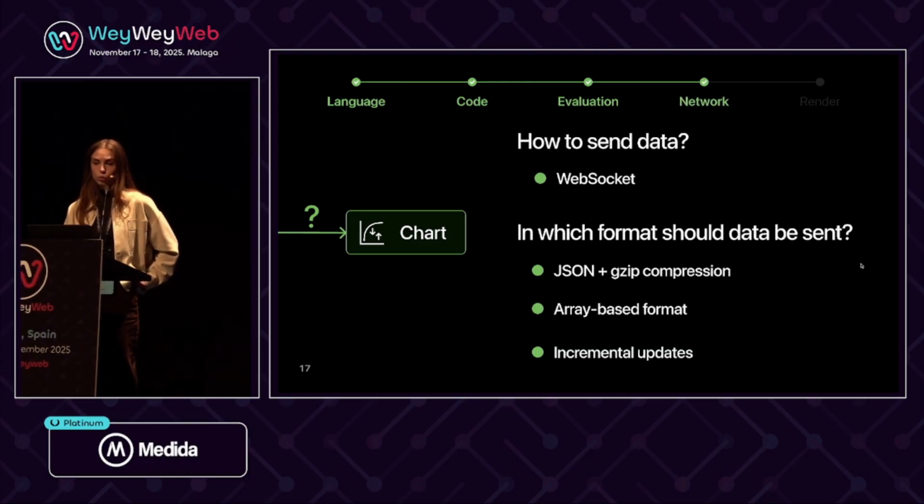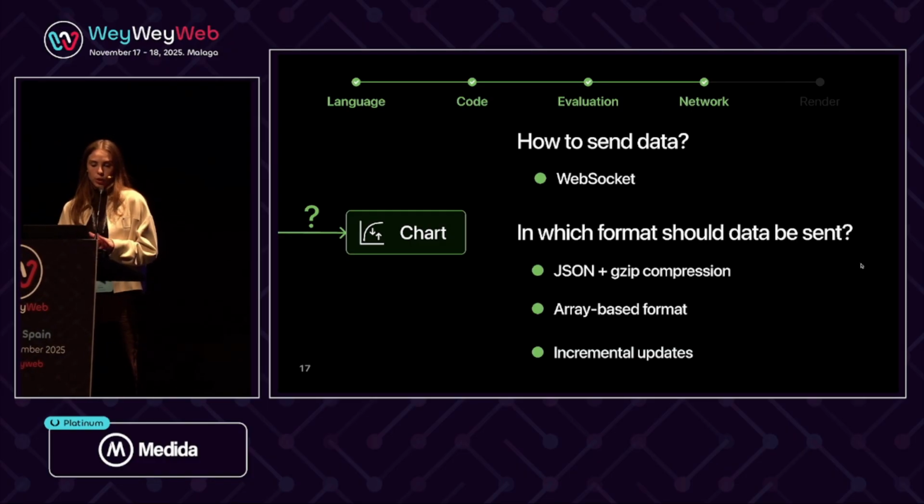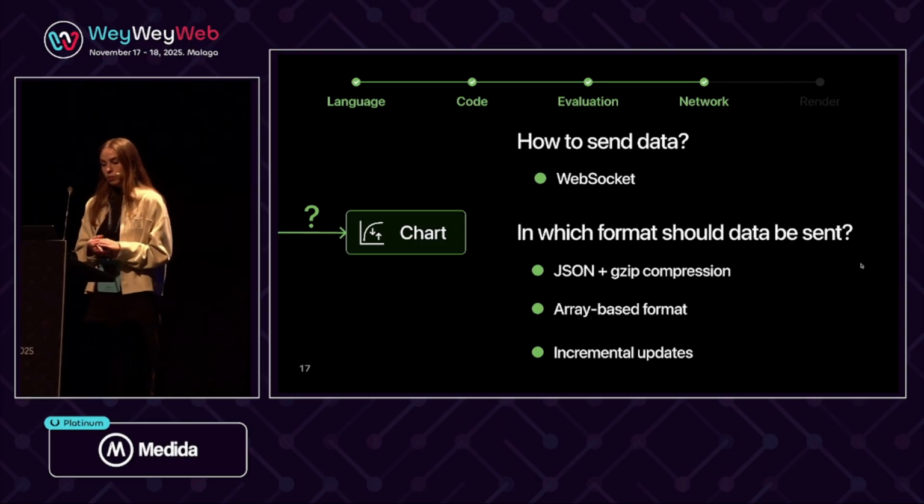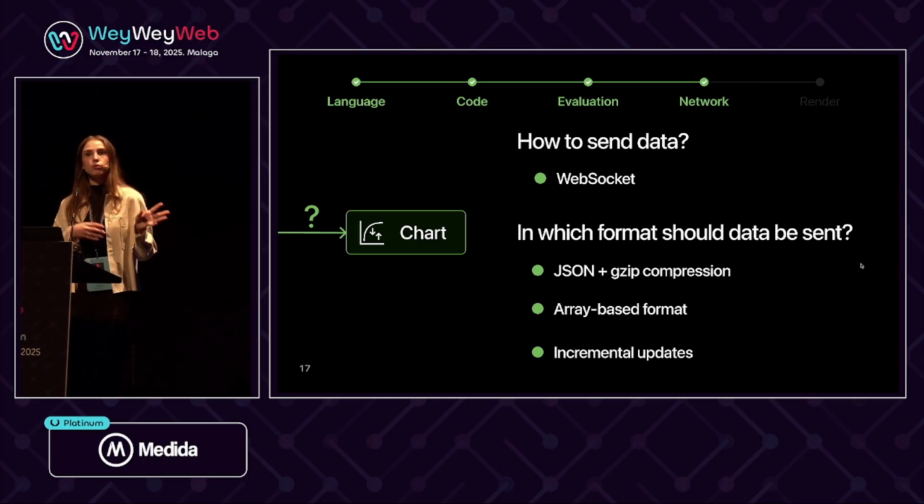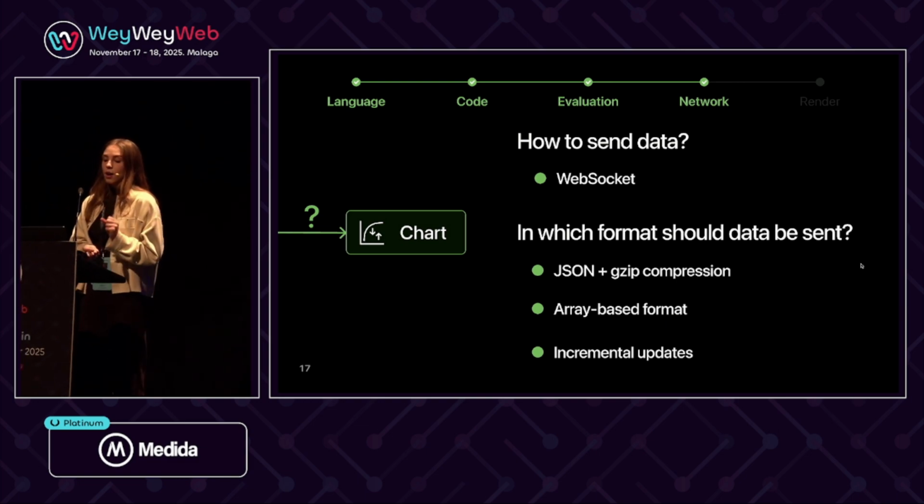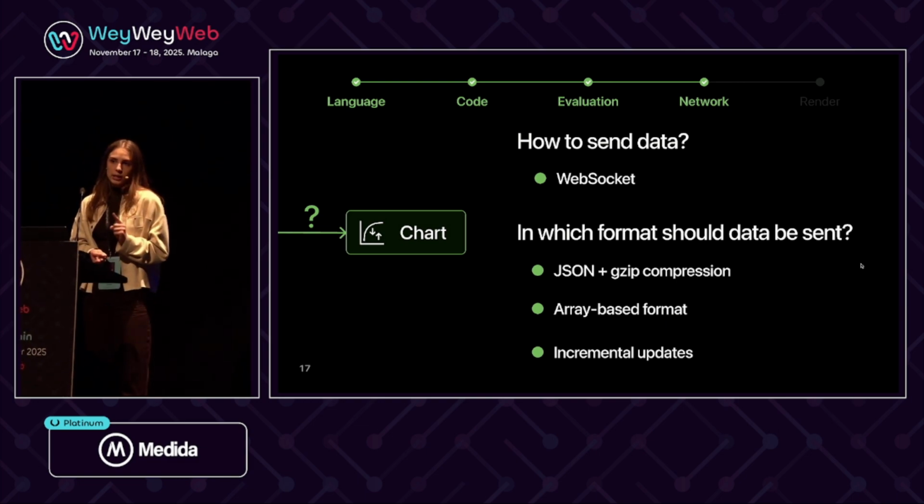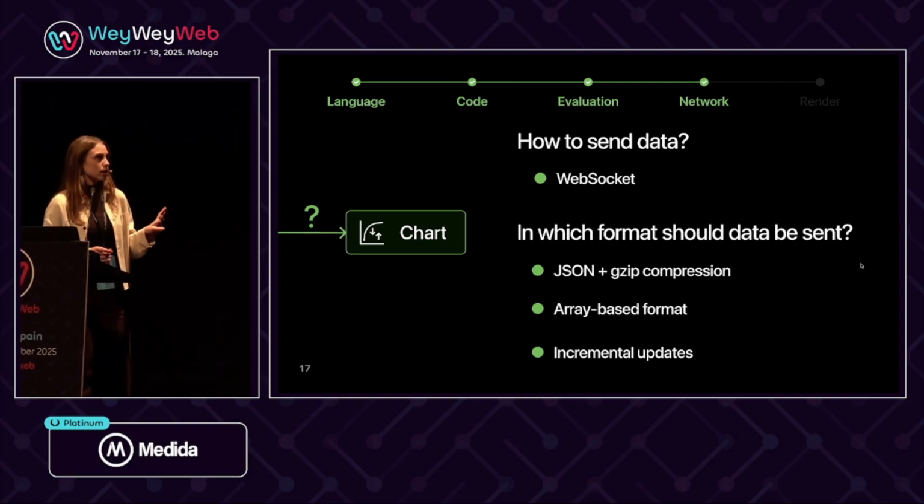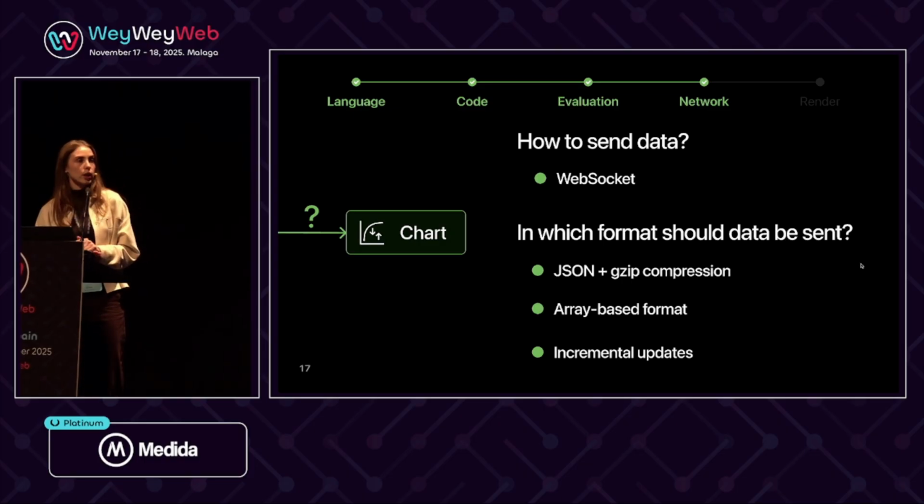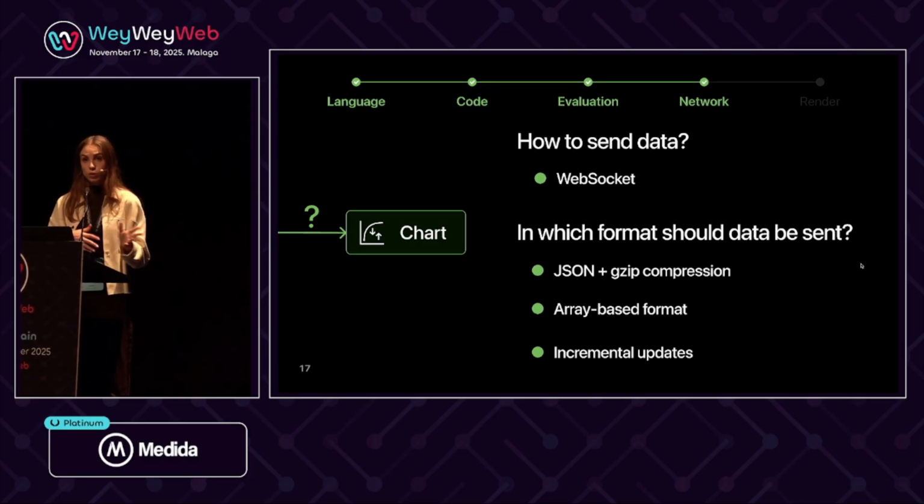Also, to minimize traffic, we use some optimizations. The first one is JSON plus compression. The next one is an array-based format instead of an object format. And the last one, we send only what has changed, incremental updates. And using this technology, we can reduce our payload size.